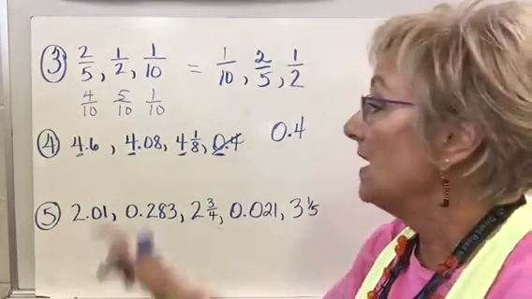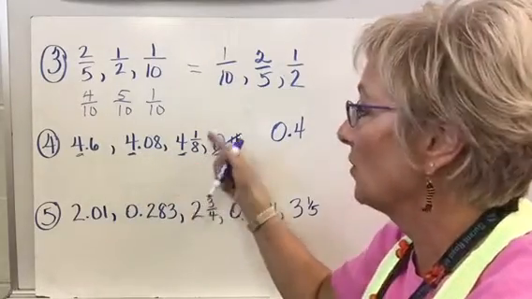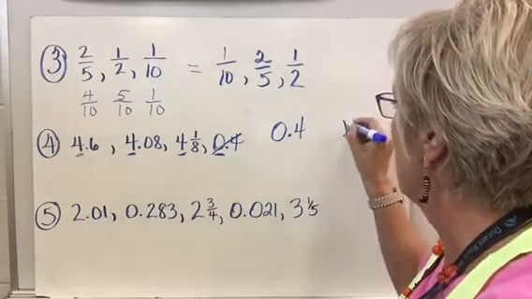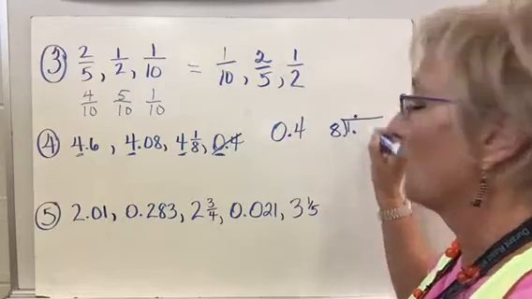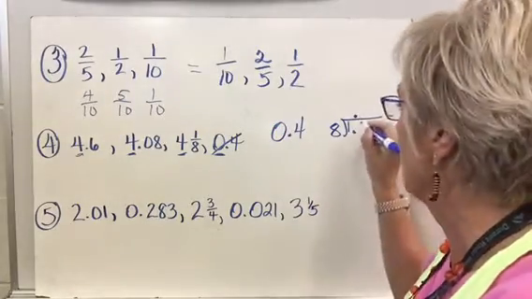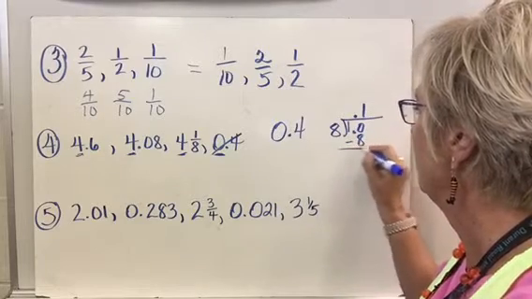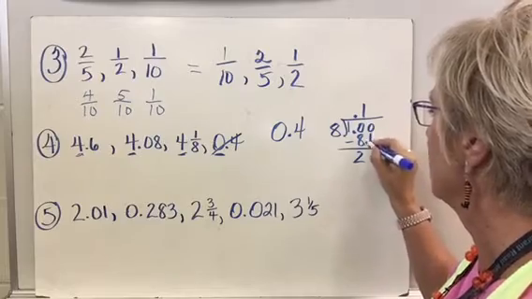Now I've got decimals here, but I need to change this 1/8 to a decimal. So I'm going to read it as 1 divided by 8. I know that 8 will not go into 1, so I'm going to bring up my decimal and add a 0. 8 goes into 10 one time. 1 times 8 is 8. 10 minus 8 is 2. Add a 0, bring it down.